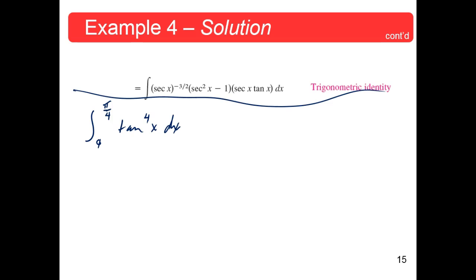Yes, but you see, tangent squared isn't the derivative of anything. Secant squared is the derivative of tangent, and secant tangent is the derivative of secant. So we're kind of stuck. That's certainly something I would consider.